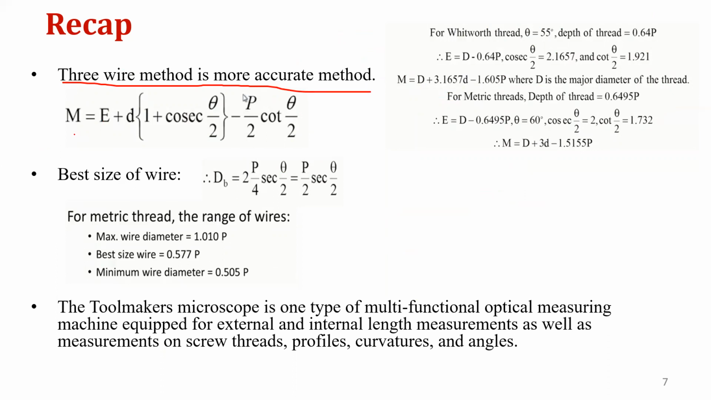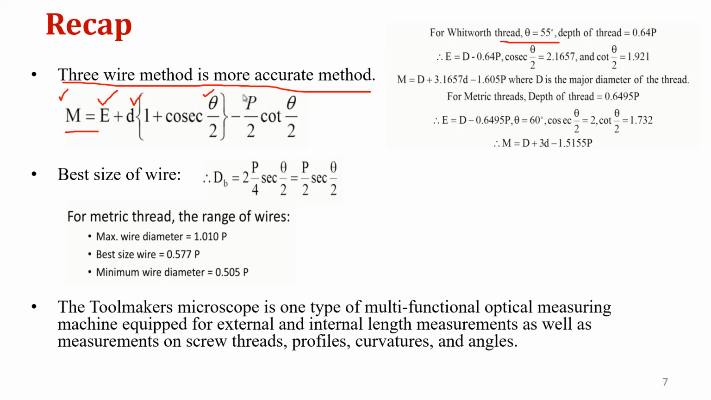In this, we derived the expression M equals E plus D into (1 plus cosecant theta by 2) minus P by 2 into cot theta by 2. Here E is the effective diameter we need to find out, M is the measurement over the wires, D is the diameter of the wire, theta is the angle, and P is the pitch. If it is a Whitworth thread, theta is equal to 55 degrees.